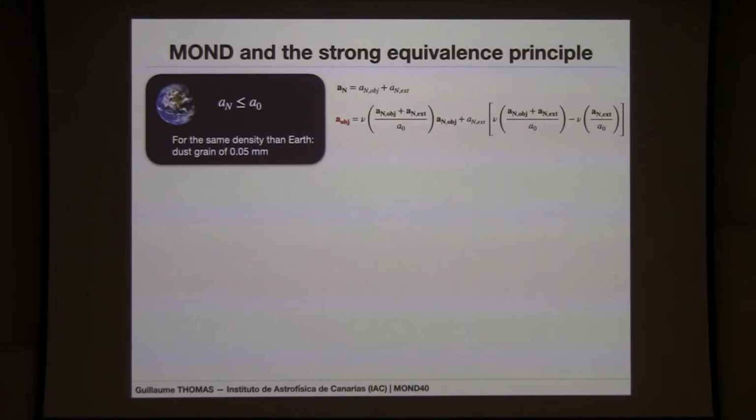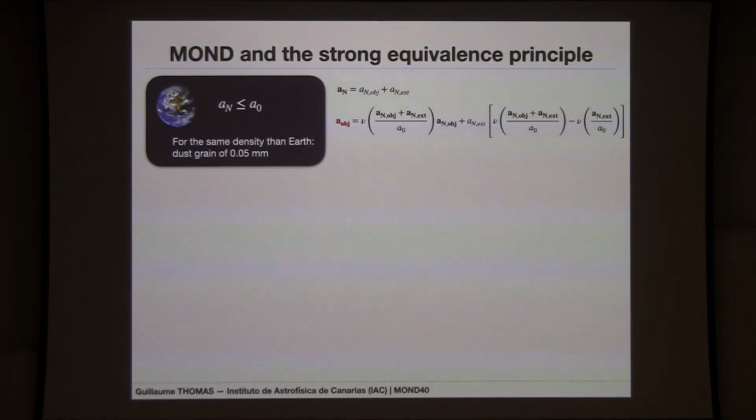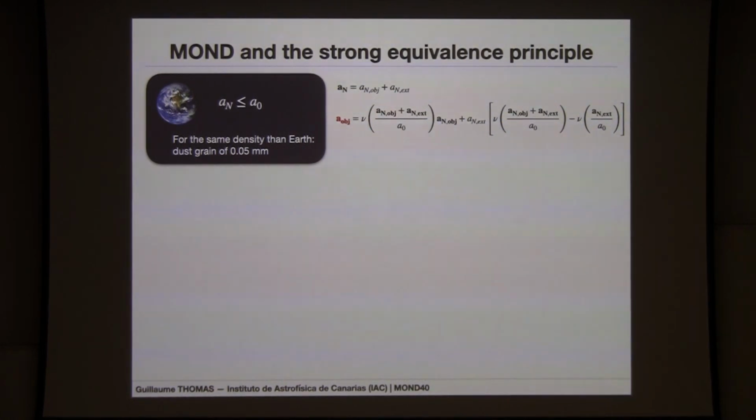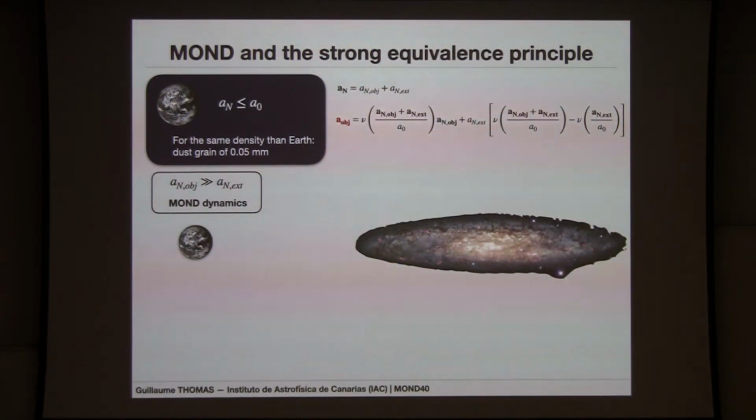Let's consider a dust grain of the same density as Earth, sorry, of the same size as Earth, which, if I didn't make any mistake, corresponds to a dust grain of around 0.05 millimeter. In that case, it's very likely that there will not be any water, so it will be great. And so in that case, what MOND dynamics tells us is that if the object is isolated or far enough so that the external acceleration is extremely low, you're going to find the classical Newtonian dynamics. So if I throw an apple in the air, it will go faster than on Earth.